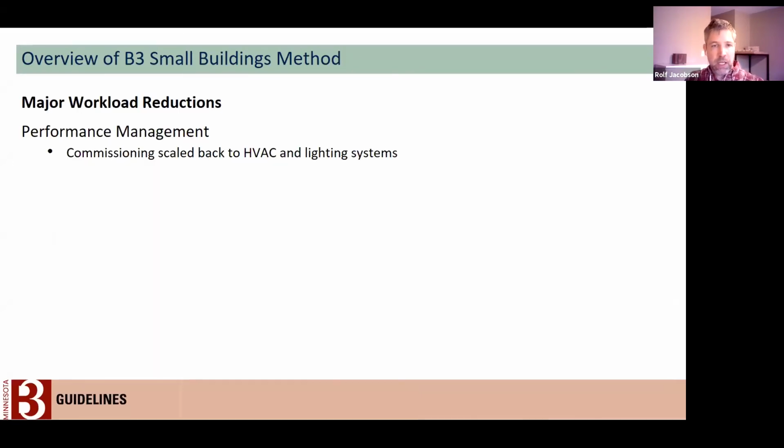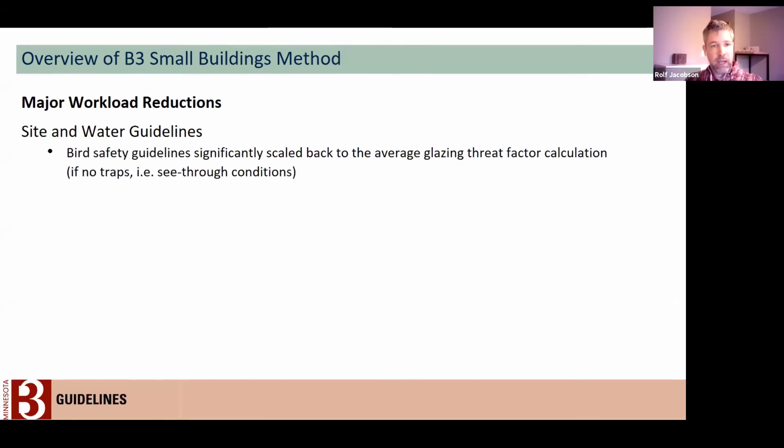All right, so just in summary here, the major workload reduction areas we wanted to highlight. Within the performance management section, we've scaled back commissioning to just the HVAC and lighting systems. Within the site and water guidelines, the bird safety guidelines have been scaled back to a single average glazing threat factor calculation, as long as you can demonstrate that there are no see-through conditions in the building.